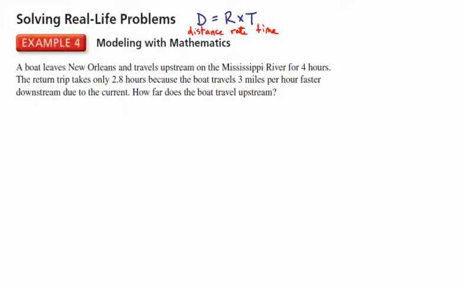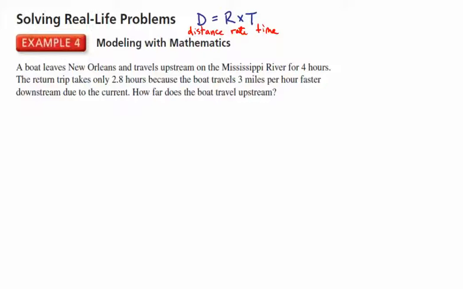A boat leaves New Orleans, travels upstream on the Mississippi River for 4 hours. The return trip takes only 2.8 hours because the boat travels 3 miles per hour faster downstream due to the current. How far does the boat travel upstream?